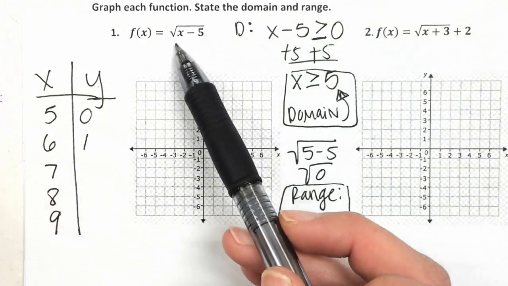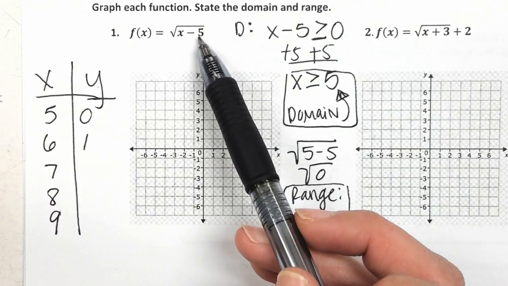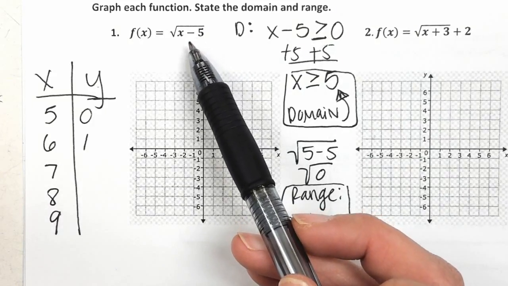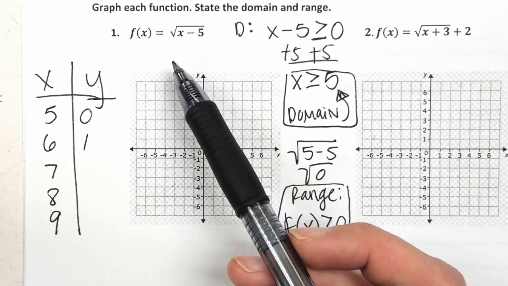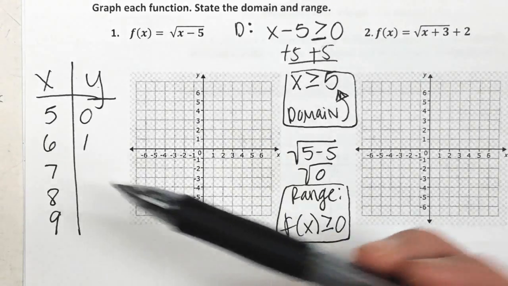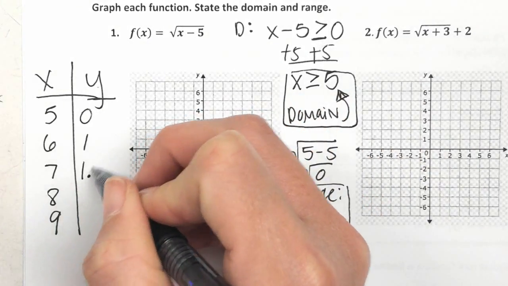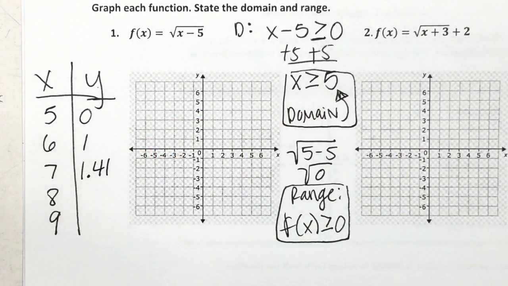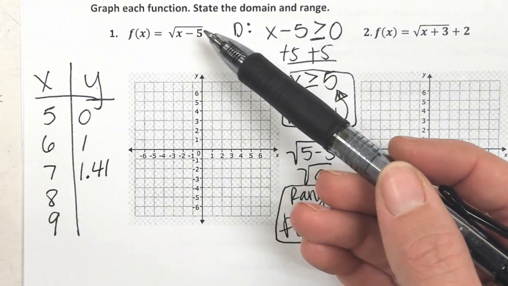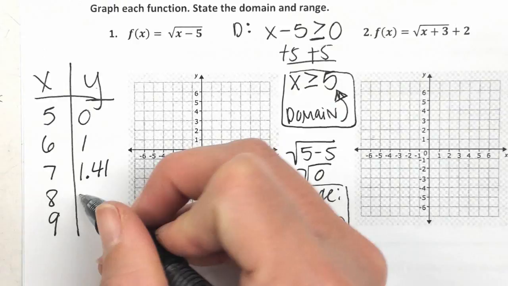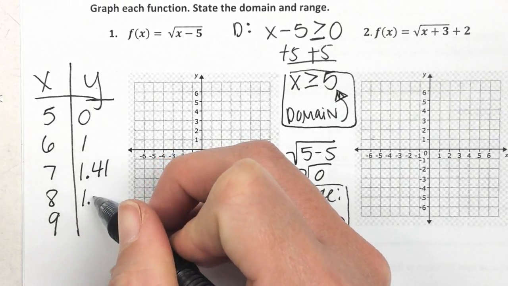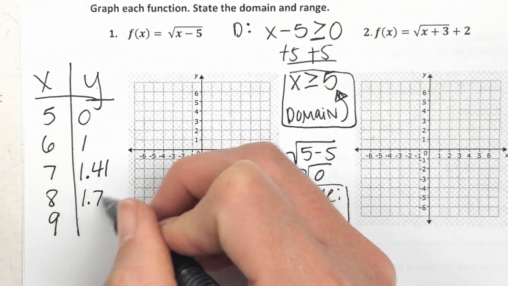So now we have 7 minus 5, which is what? 2. And what's the square root of 2? It's 1. Mm-mm. Plug it in your calculator. 1.41. All right, we'll just round to 1.41. Good. And now if we plug in 8 into here, we'll have 8 minus 5, which gives the square root of what? 3. Let's go ahead and round it to the nearest hundredth. Tell me what you get. 1.73.